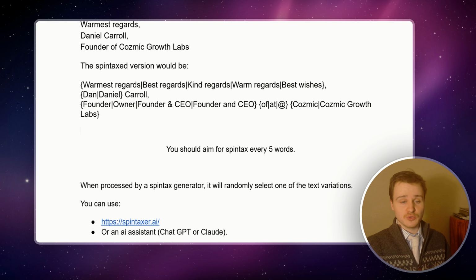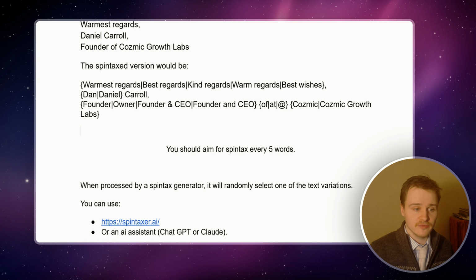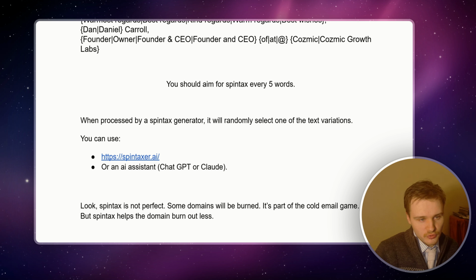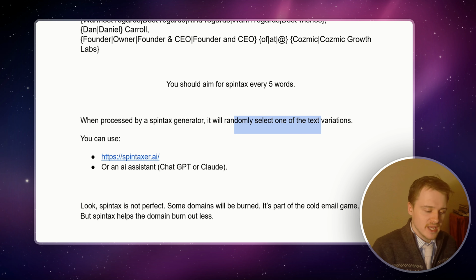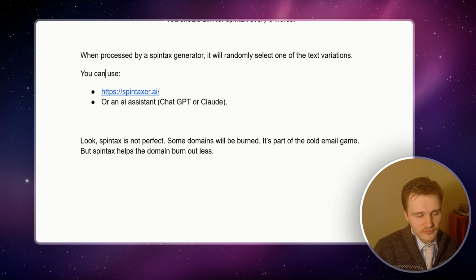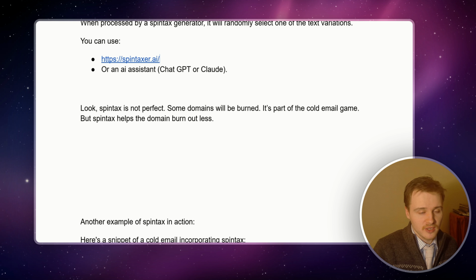And what you want to do is add Spintax for every 5 words. You also want to do this with a Spintax generator, as it will randomly select one of the variations, right? And you'll have that in your sending tool, whichever one you use for cold email. And here are some Spintax generators you can use, like Spintax.ai or an AI assistant. So just use ChatGPT or Claude to help you with this.